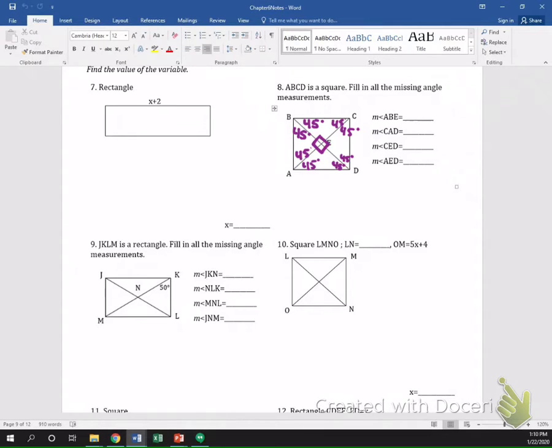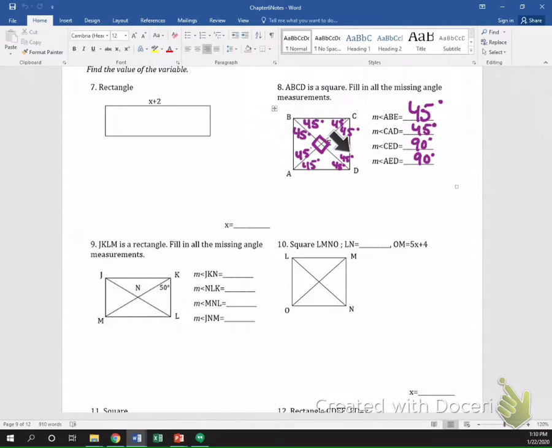Okay. Now, angle ABE, 45 degrees. Angle CAD, 45 degrees. Angle CED, 90 degrees. Angle AED, 90 degrees. These angles are true for all squares, okay?